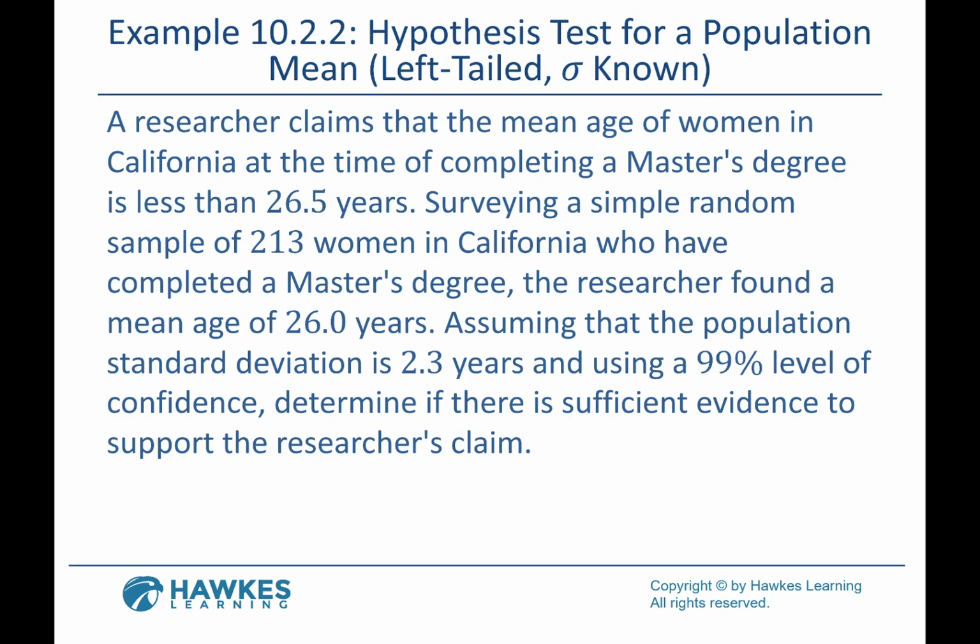So let's read about our sample data. It says surveying a simple random sample of 213 women, so that's our sample size, N. The researcher found a mean age of 26.0 years, so that's our sample mean, X bar. And assume that the population standard deviation is 2.3 years, so that's our population standard deviation, sigma. Okay. And we can plug those into our formula.